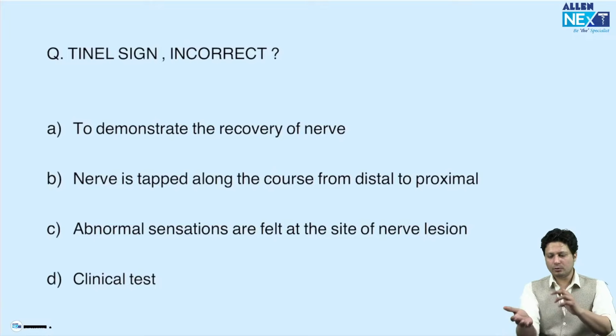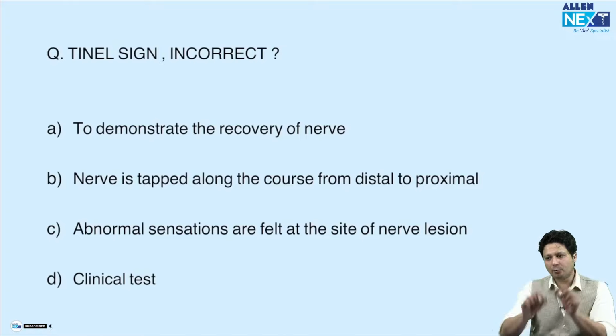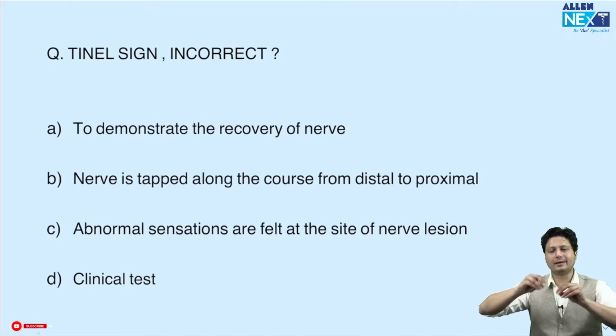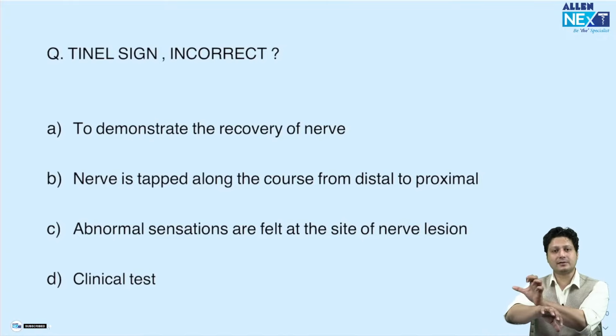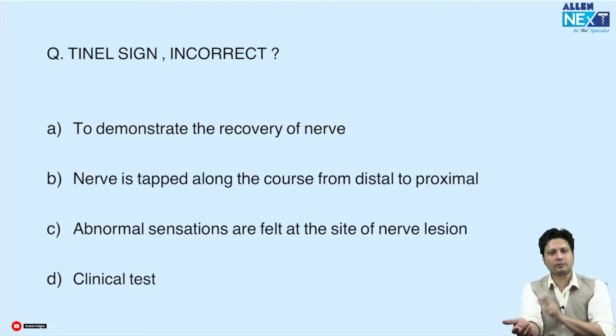When the patient comes to you, you start tapping along the course of the radial nerve on the skin. And the moment you reach the point where the radial nerve is broken, the abnormal sensations are felt in the area of distribution. Alright. Abnormal sensations are not felt over where you are tapping. It is felt at the area of distribution. You have marked that area. Alright.